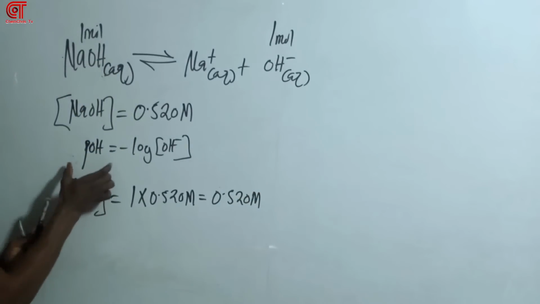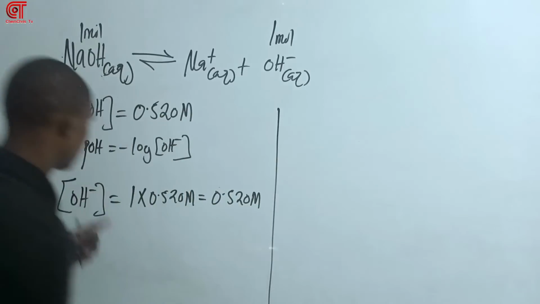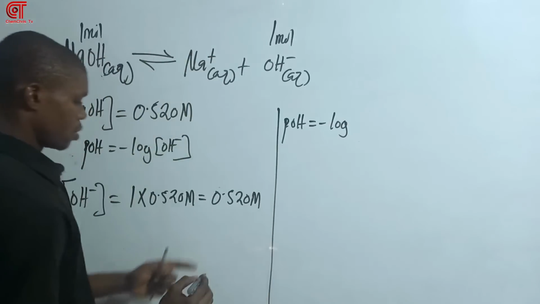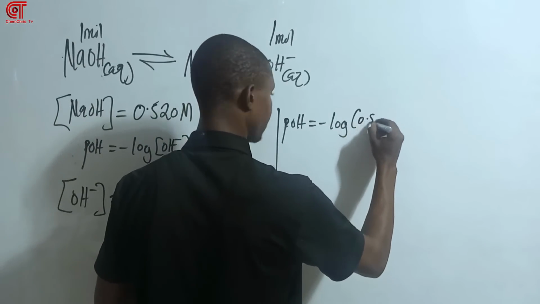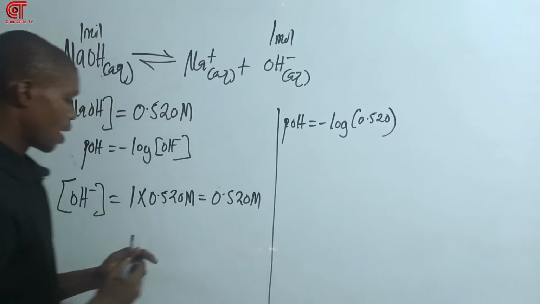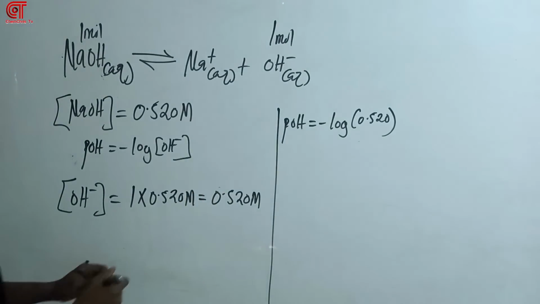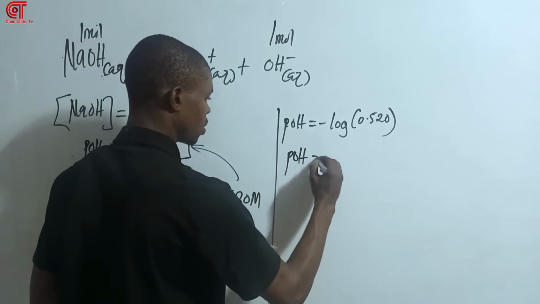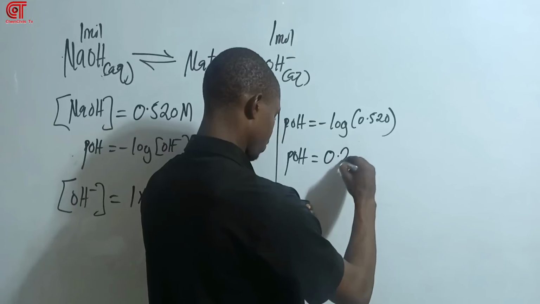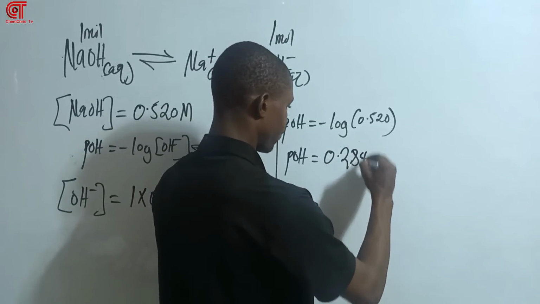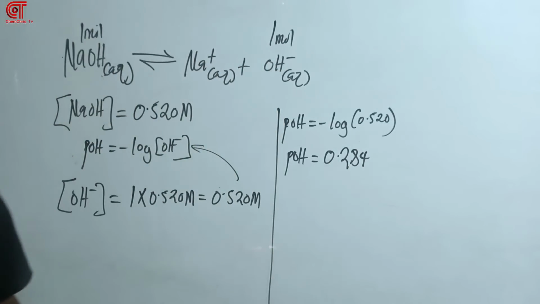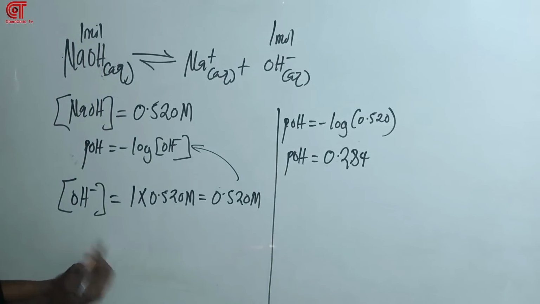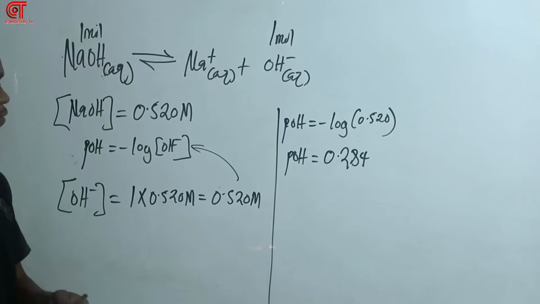So what I want to do here is impute the values. pOH equals minus log 0.520. If you impute the values into this one here and push your calculator, pOH equals 0.284. But because I said you will calculate the pH of the solution, that's what you're actually looking for, right?